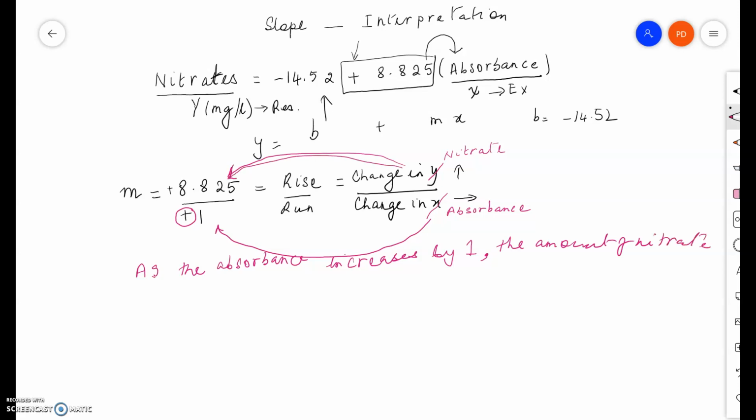and now we're looking at the numerator, increases. How do we know it's an increase? Because it's positive. Increases by 8.825 milligrams per liter. You have to look for these units in the problem, but let's say it says milligrams per liter. It goes, as the absorbance increases by 1, the denominator is always 1, the amount of nitrate increases by 8.825 milligrams per liter. So in any problem, first of all, you have to know how to identify the slope.